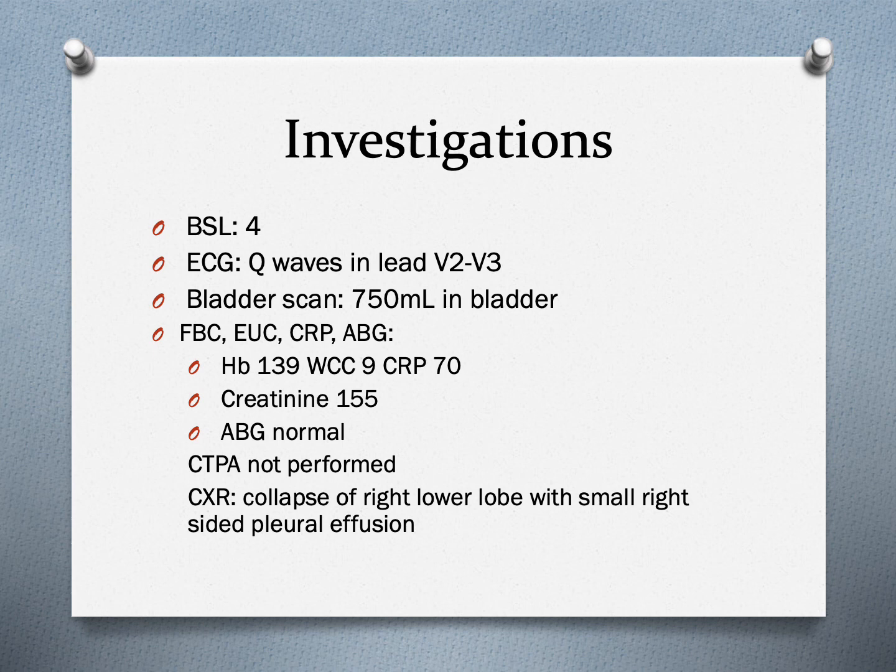His ABG is normal. You do a chest x-ray which shows collapse of the right lower lobe with a small right-sided pleural effusion, so it looks like he's had some atelectasis, and a CTPA is decided not to be performed, probably because it's not the most likely diagnosis in this case. However, keep it in the back of your mind, and he may need one in the future if this doesn't resolve.